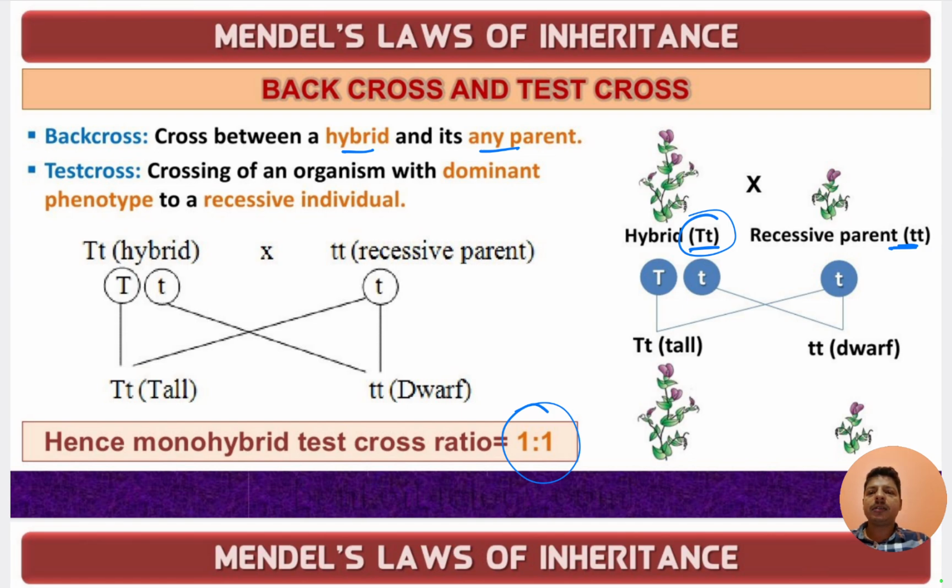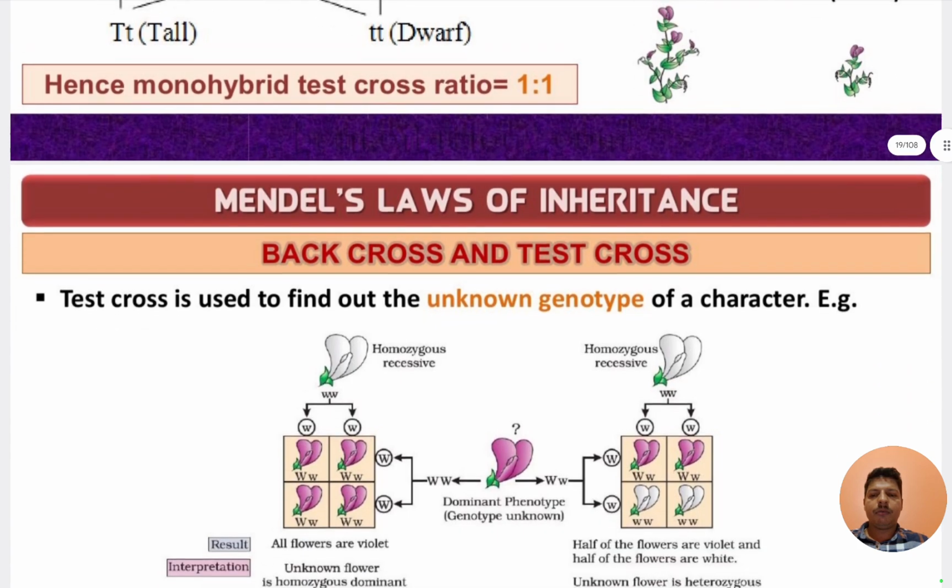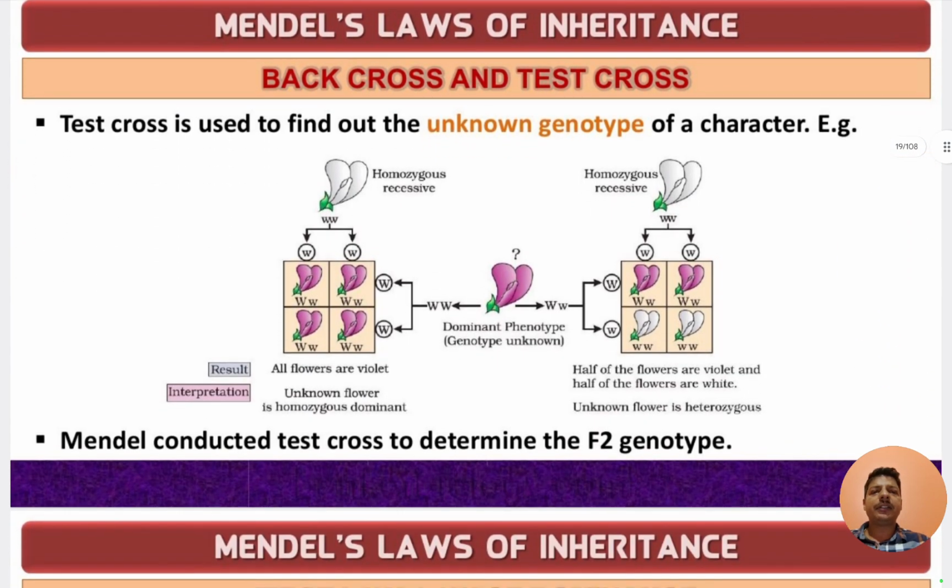Coming to the test cross, that is crossing of an organism with dominant phenotype to a recessive individual. It is a test cross, as you can see. It is used to find out the unknown genotype of a character. It is a homozygous recessive. It is also homozygous recessive. As you can see, small ww is mentioned here, and here the genotype is unknown.